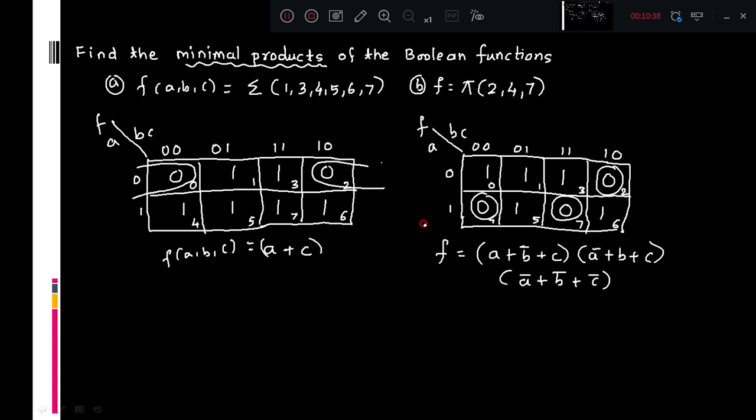So we have understood in this video how to calculate minimal sums and minimal products for a given Boolean function. Thank you. We'll continue in the next video.